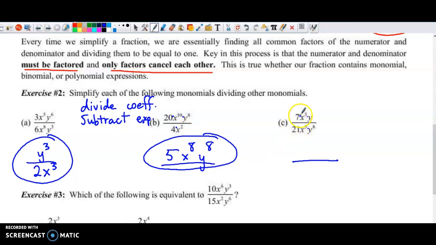So same thing in the next one. 21 divided by 7 is 3. 5 is bigger than 3, so more x's on bottom. 5 minus 3 is 2. And then there's 7 more y's on bottom.